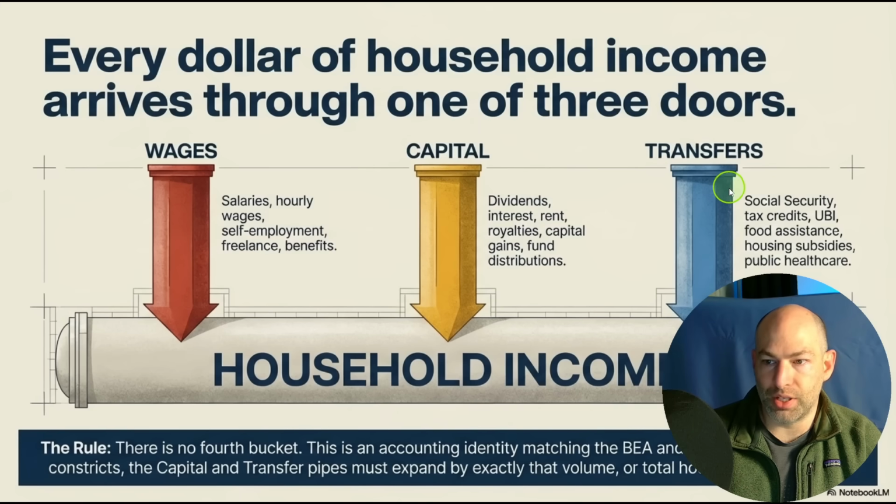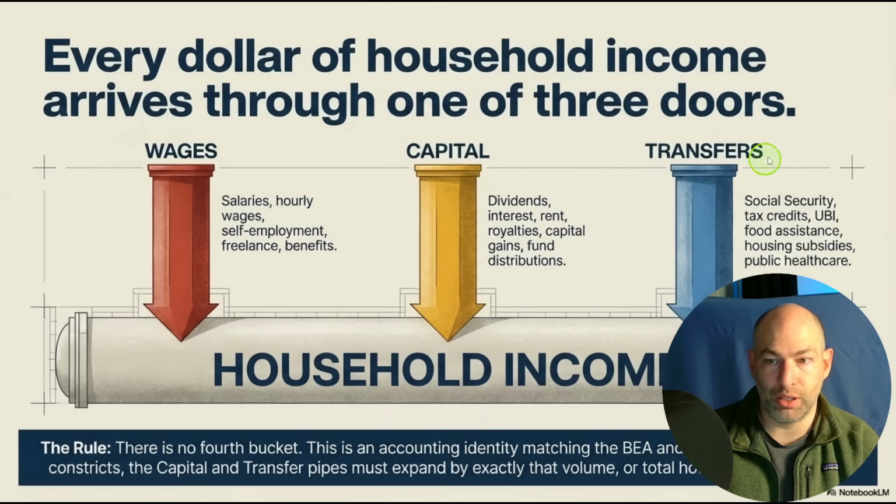Then transfers. The rule of thumb is that a transfer is when the government cuts you a check. So Social Security, tax credits, UBI, food assistance, housing subsidies, public health care, that sort of stuff. Now, one thing to keep in mind is that not all transfers are cash directly. There is another kind of transfer that's called an in-kind service, where basically you get something for free, or at no direct expense to you, that is defrayed by the government, and so that is still your effective household income. So if you have children going to public school, if you're using public roads, if you're using public transit, that is considered an in-kind transfer. So that's how that's tracked.